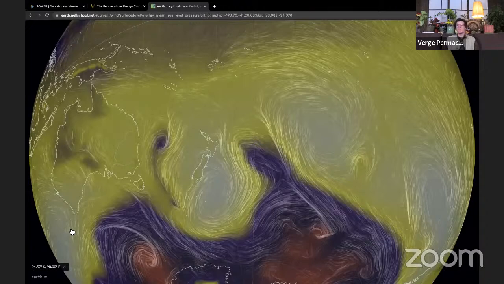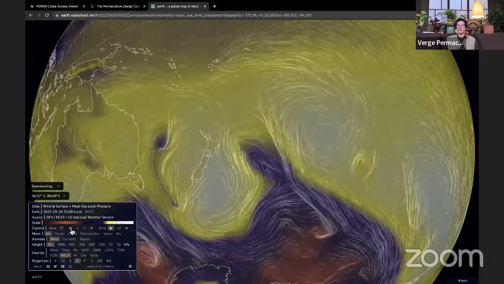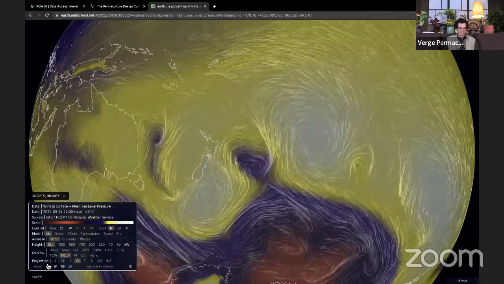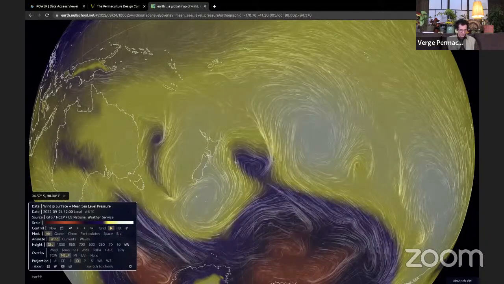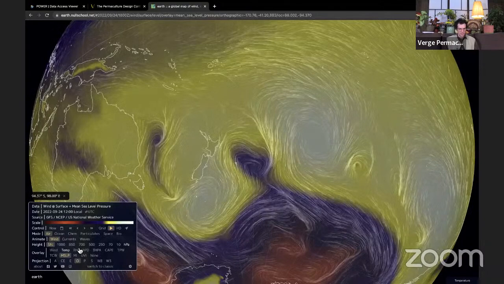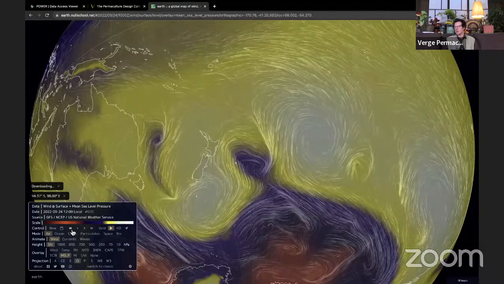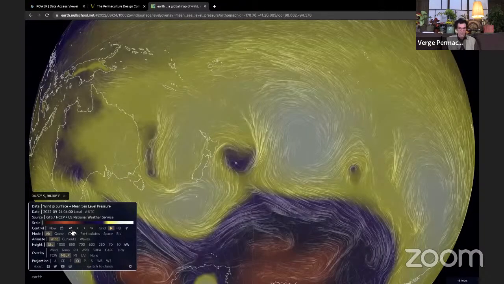So if you haven't been to this website, I highly recommend doing so. You just type in earth.nullschool.net and it'll take you here. The menu to view everything is at this bottom left right here. And all of these controls, I'll go through those first. You can go back here, back in time. You can go back to 2013, October 2013. So that's a lot of data.